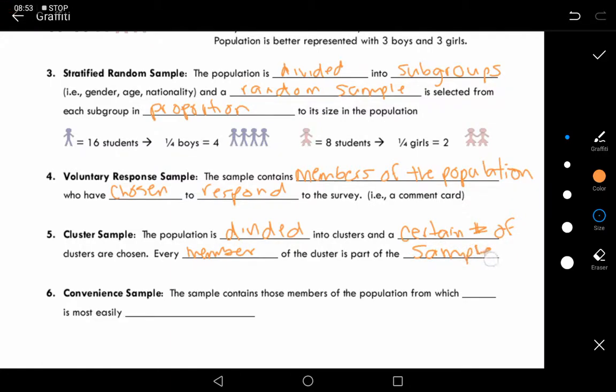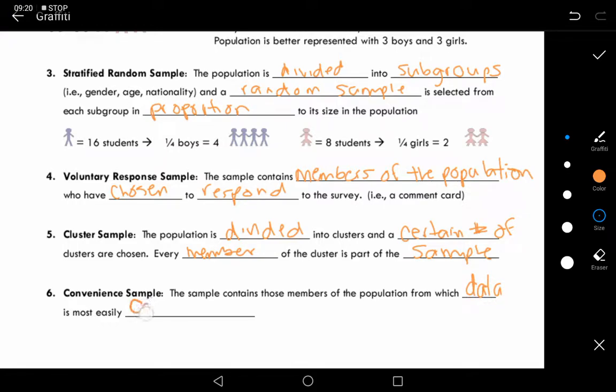So I break you up into groups, and instead of, like number 3 here, where I choose a certain amount of you from each group, I would break you up into groups and then choose your whole group to be part of the sample. That's the difference there. Okay, the last one is a convenience sample. The sample contains those members of the population from which data is easily collected.